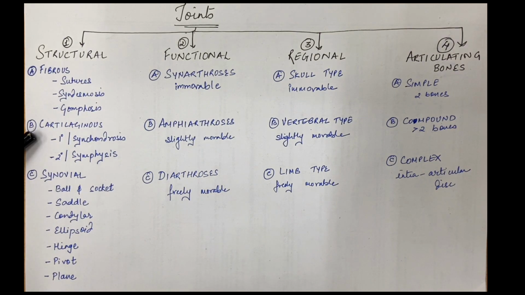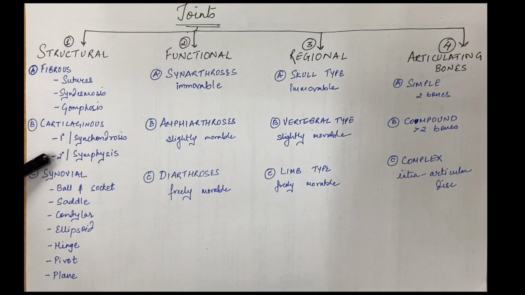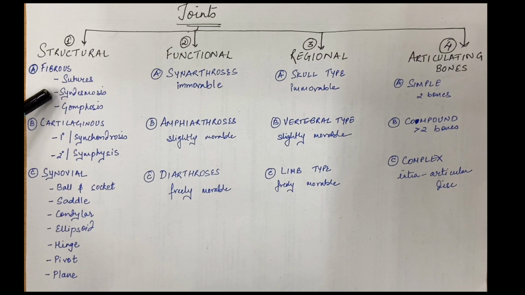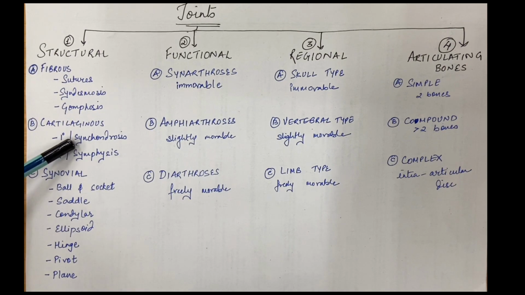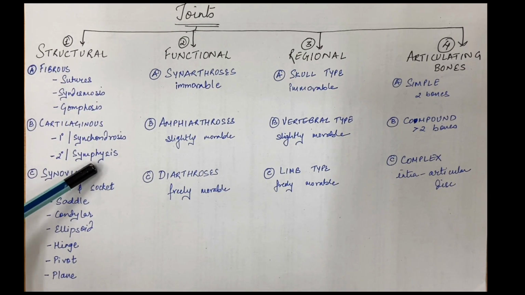Second variety in the structural classification is cartilaginous joints, where you have primary cartilaginous joint, which is also known as synchondrosis, and secondary cartilaginous joint, which is also known as symphysis. Right? So don't confuse yourself between syndesmosis, synchondrosis, and symphysis. You need to clearly remember that primary is also known as synchondrosis and secondary is also known as symphysis.